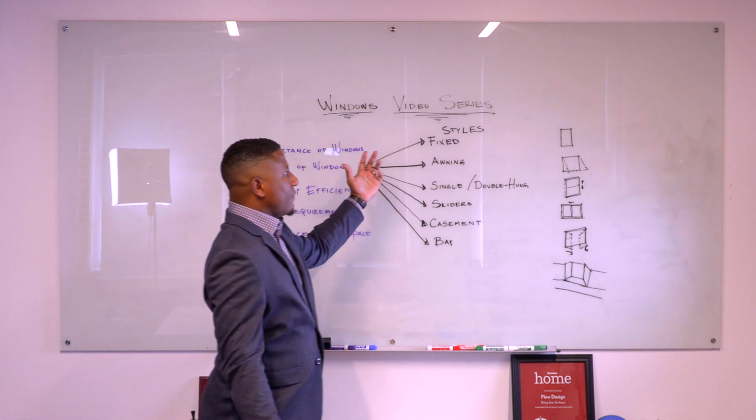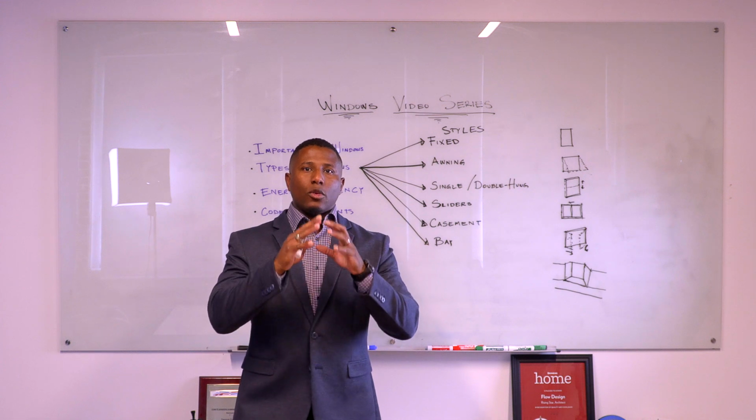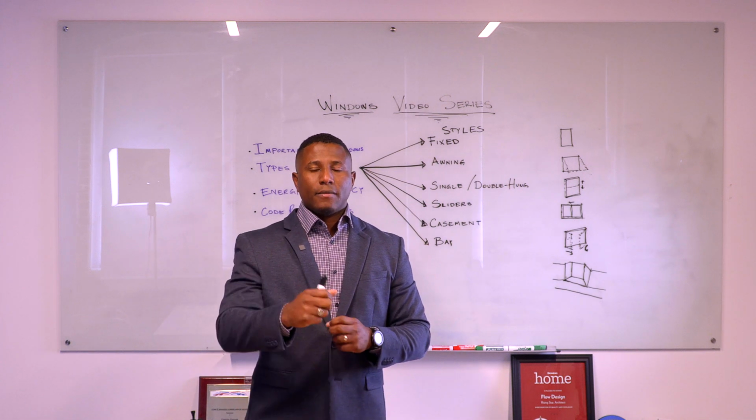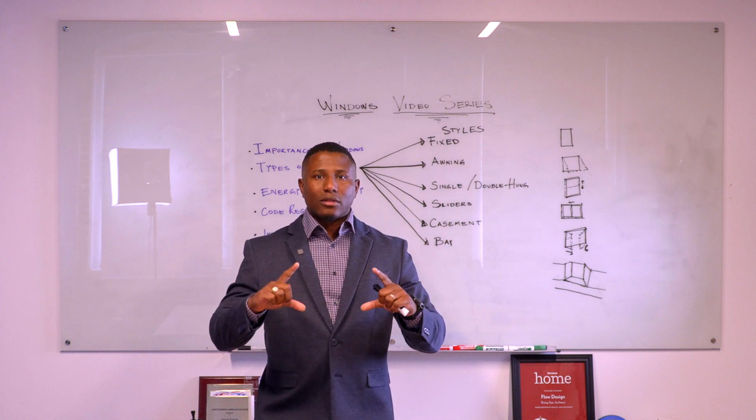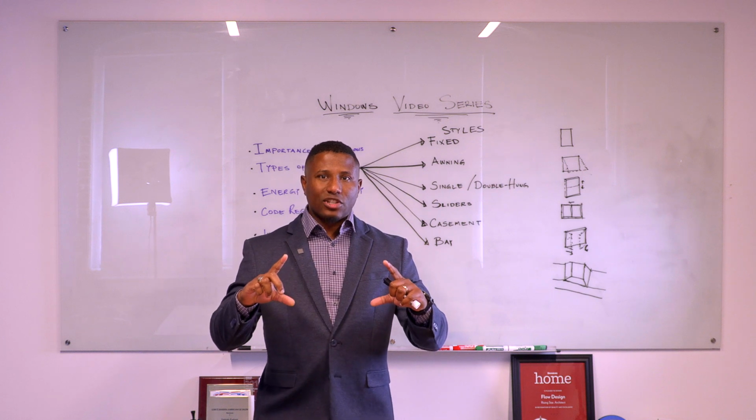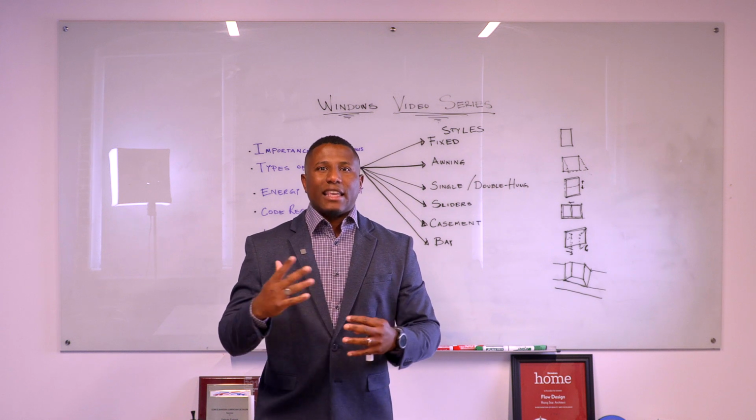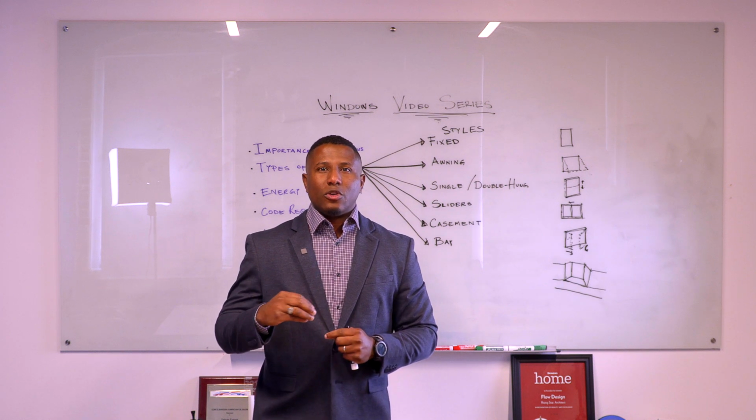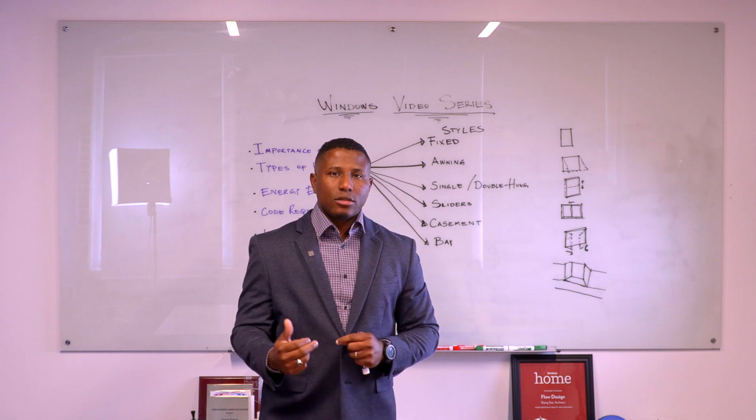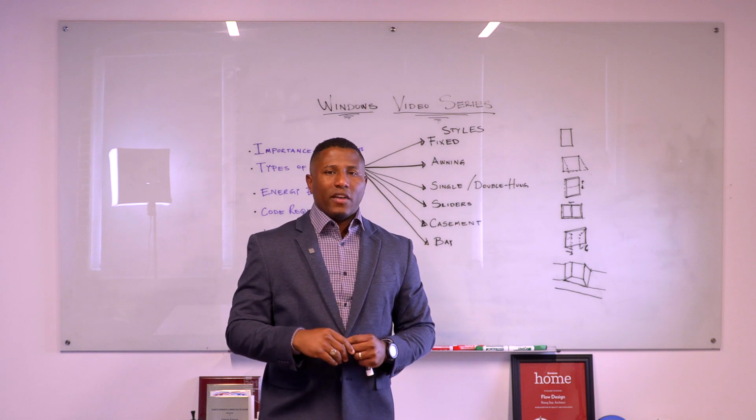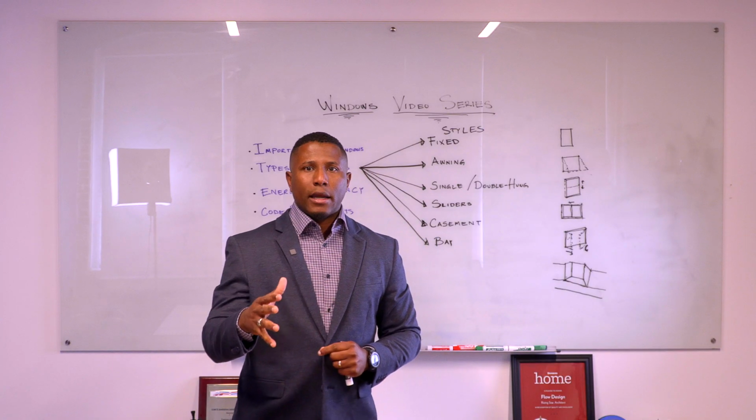So types of windows. The first, most simple type of window is a fixed window. A fixed window is a window that you cannot operate, you cannot open. So you see fixed windows in basements. They're typically small, about a foot and a half by, let's say, 24 inches. That kind of thing. You are just trying to use them to bring light in, but you don't necessarily need them for the ventilation of that space. So fixed windows are good in offices, and good in a basement.